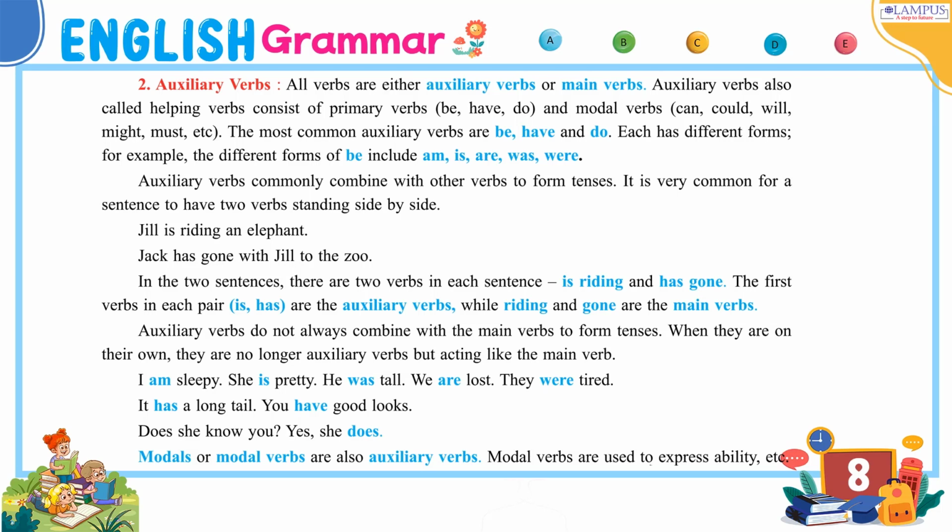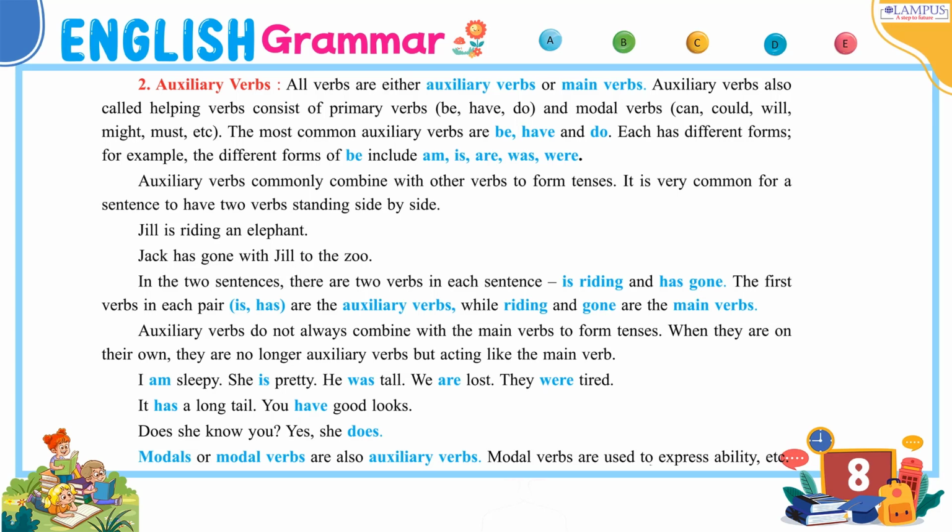Auxiliary verbs commonly combine with other verbs to form tenses. It is very common for a sentence to have two verbs standing side by side. Jill is riding an elephant. Jack has gone with Jill to the zoo. In the two sentences, there are two verbs in each sentence, is riding and has gone. The first verbs in each pair, is, has, are the auxiliary verbs, while riding and gone are the main verbs.